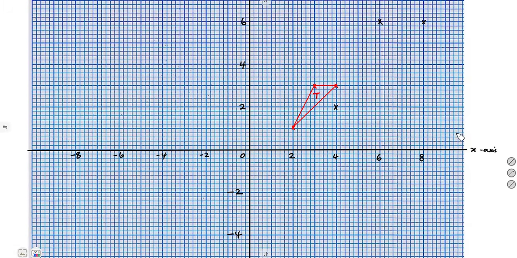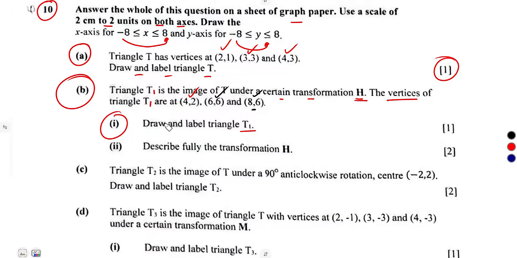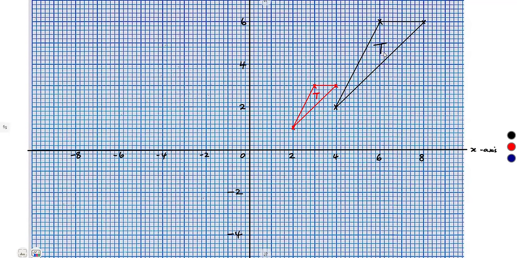So you join just like before. You join the points here, this one to this one, this one to this one, and this one to this one. That is forming the triangle, which is triangle T1. All right, so this is triangle T1. So that is what you are given.